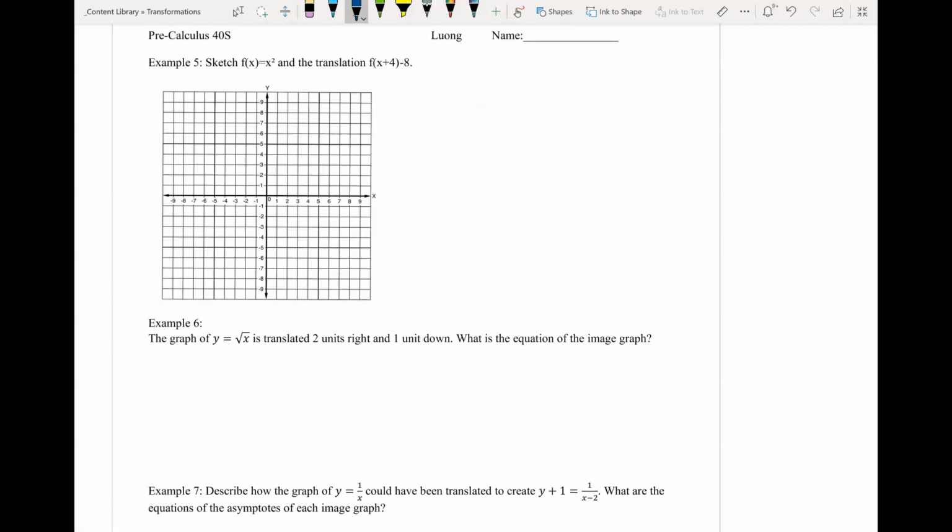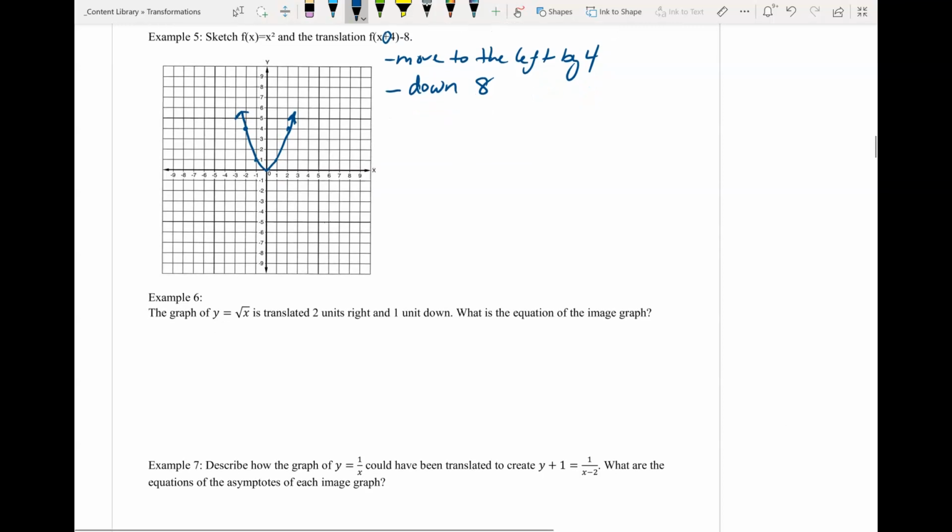In this next example, we're going to do two transformations. We're going to move to the left because we have a positive 4 here. And then we're going to move down 8. So let's just draw our x squared graph first. And now I'll perform the transformation.